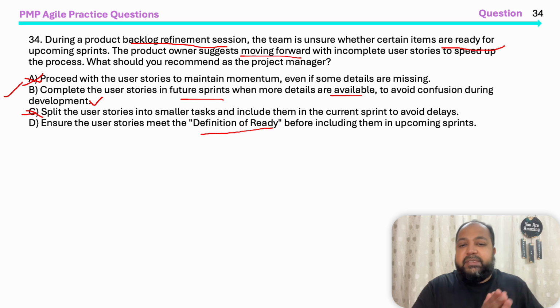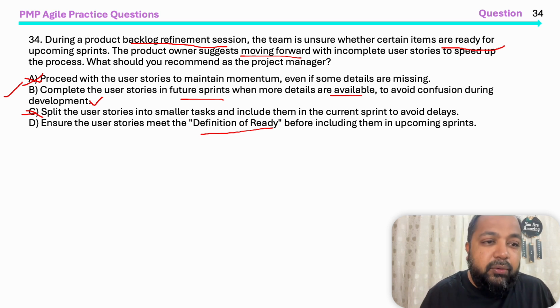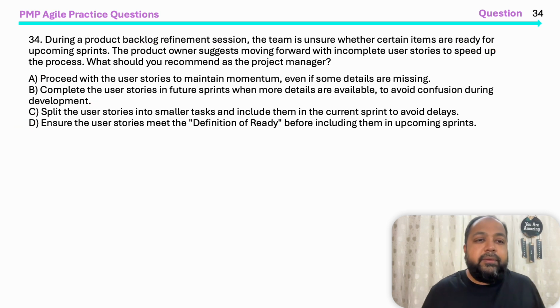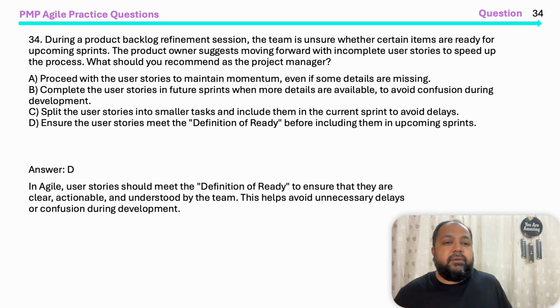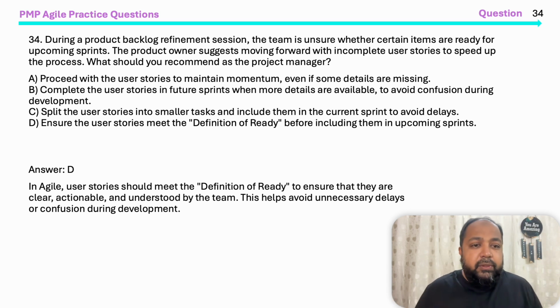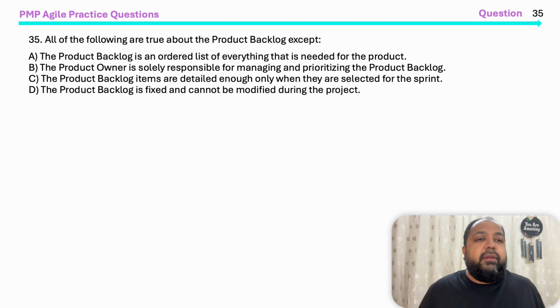It has the preceding work completed. Is there a dependency? We need to look at all this. This is the better answer compared to choice B. Let's see. Yes, D is the right answer. User stories should meet the definition of ready to ensure that they are clear, actionable, and understood by the team. This helps avoid unnecessary delays and confusion during development. That's the advantage of it. Let's go to the next one.